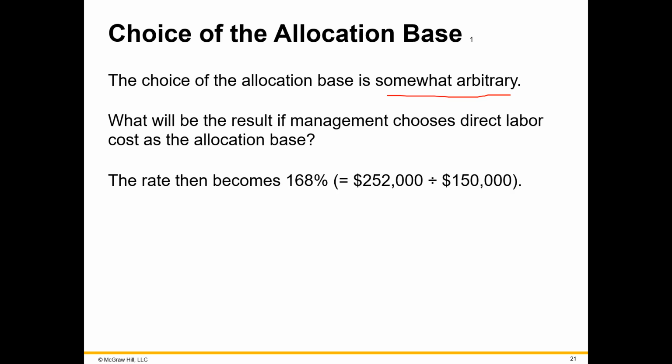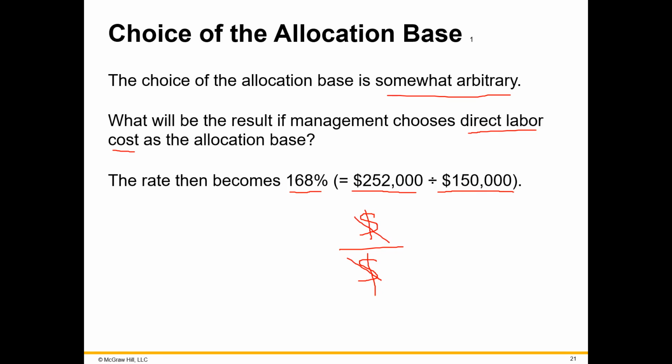So in this case, if you're using direct labor cost as the allocation base, and so you're taking the total manufacturing overhead cost divided by the total direct labor cost in dollars, you know that when you divide a dollar by a dollar, then that eliminates the dollar, and you're left with just a raw number. So if you divide $252,000 by $150,000, your answer cannot be in dollars. Your answer is going to be just a raw number. And in this case, the number is 168%.